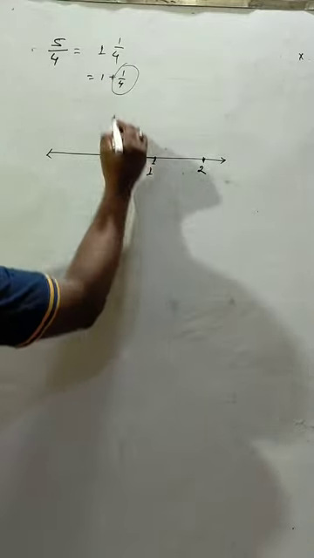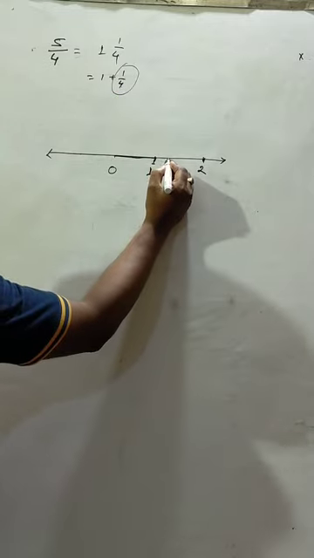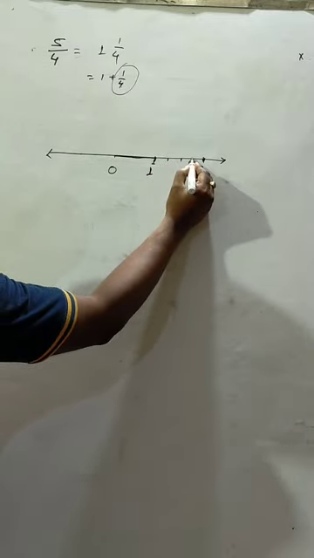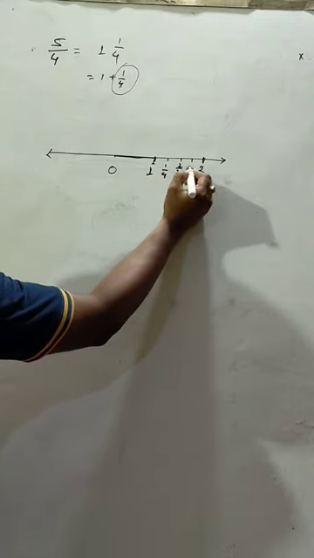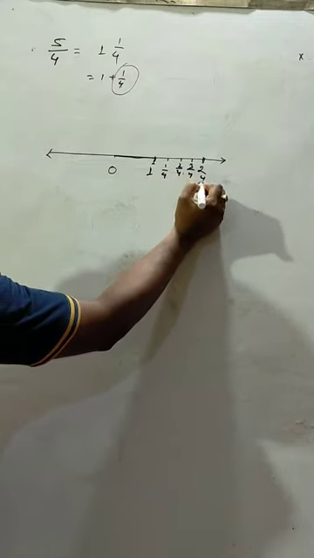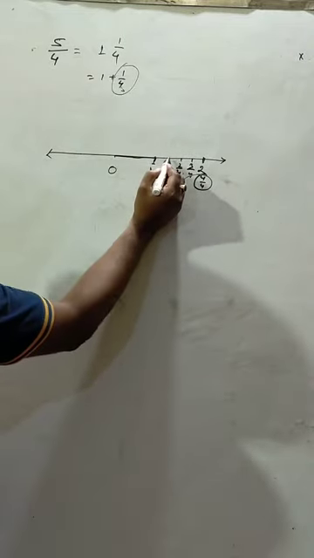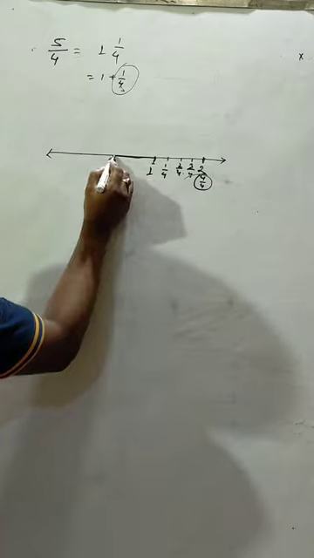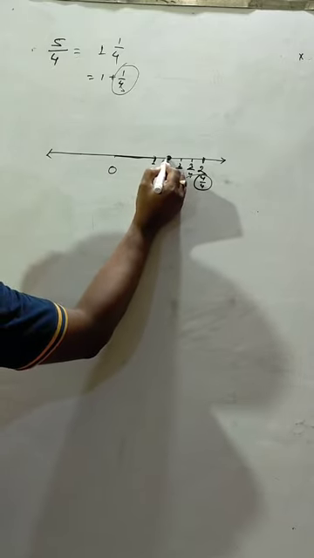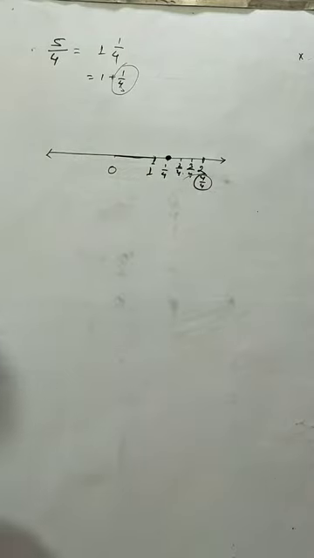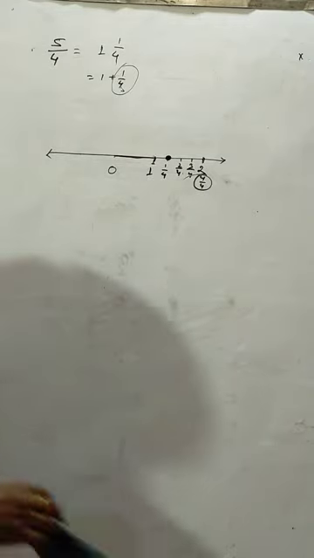So we will divide into 4 equal parts: 1, 2, 3, this is 4. First part is 1 by 4, 2 by 4, 3 by 4, this is 4 by 4. Okay. So look here, we have to represent 1 by 4. Till here it is 1 and here it is 1 by 4. So we will make a dark point. This way we can represent a number which is greater than 1. Okay.